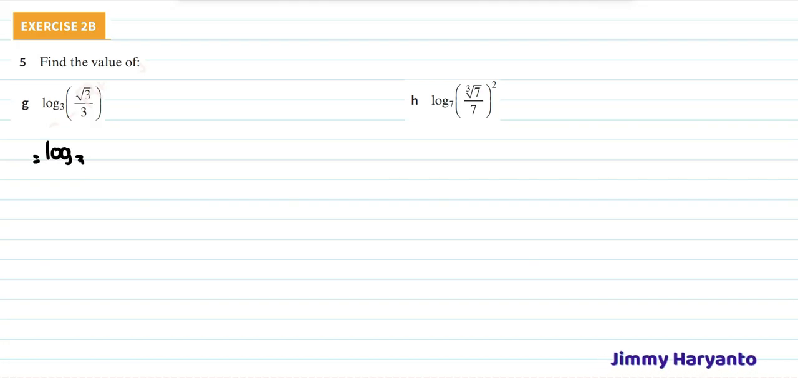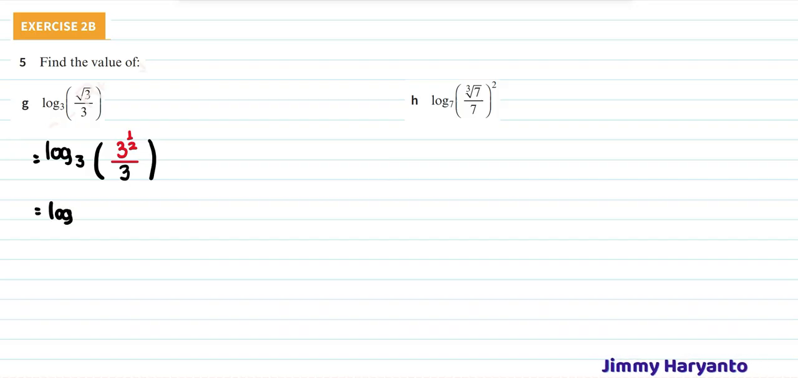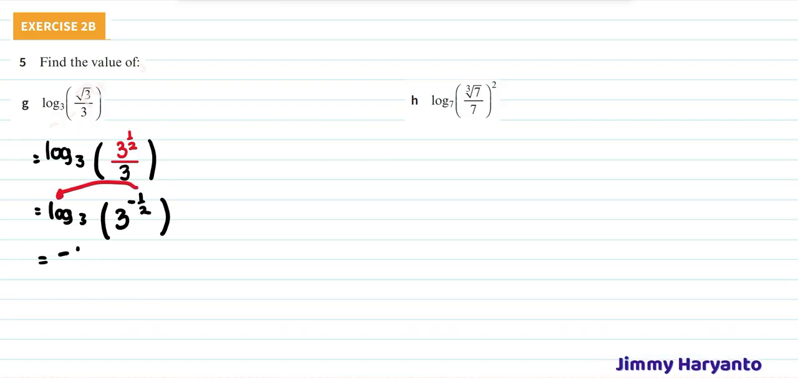We have to simplify the one inside the brackets into exponential form, that will be good. So 3 to the power of half divided by 3. And then when you have division, you have to subtract the powers. So you have 3 to the power of half minus 1 equals negative half right here. And then you move the negative half to the front, you will have negative half, and then log 3 of 3. Remember log 3 of 3 equals 1, so negative half times 1 equals negative half. This is the first answer.